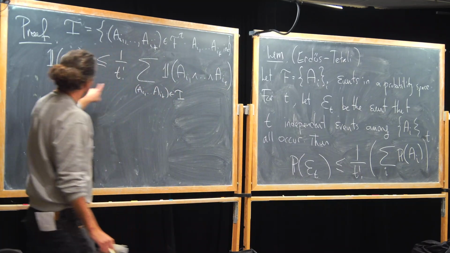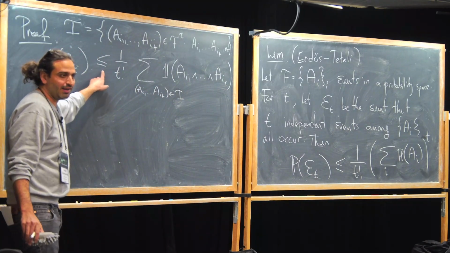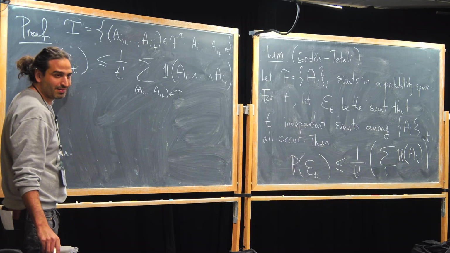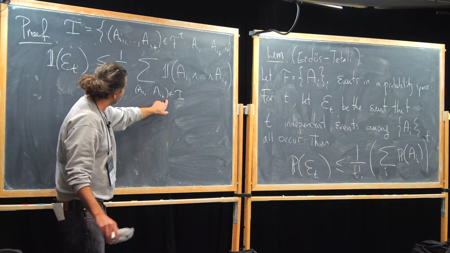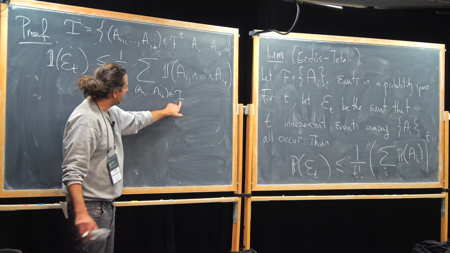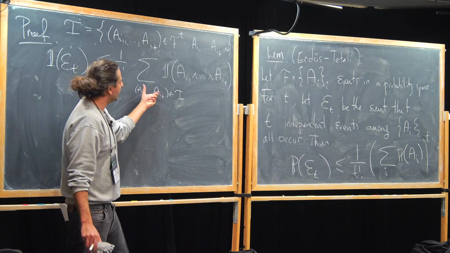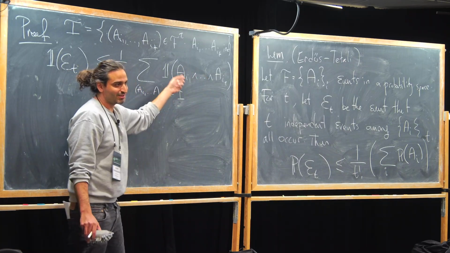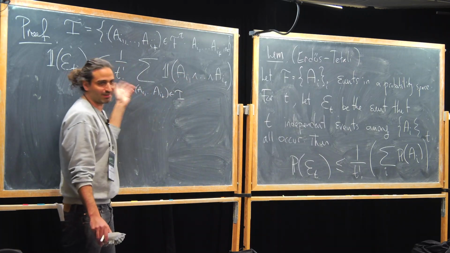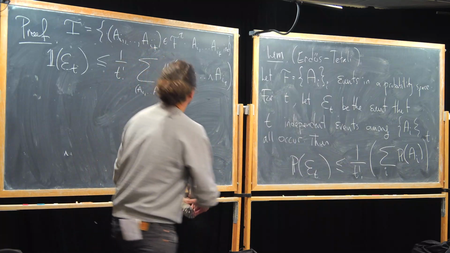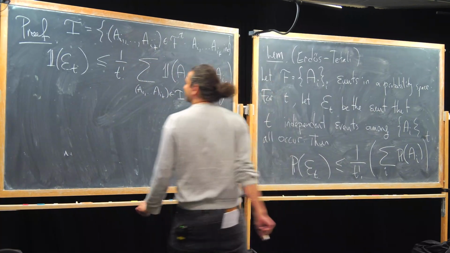Good. And now I claim that this is an inequality. Why? Because if this thing lights up, there's going to be something here in I that's going to light up. And now I count all permutations. So I get t factorial here divided by t. Oh, good. OK, so trivial. I'll put a tick like that.